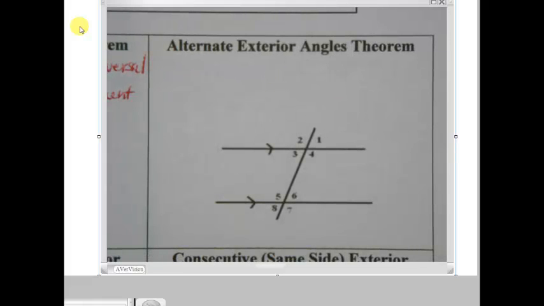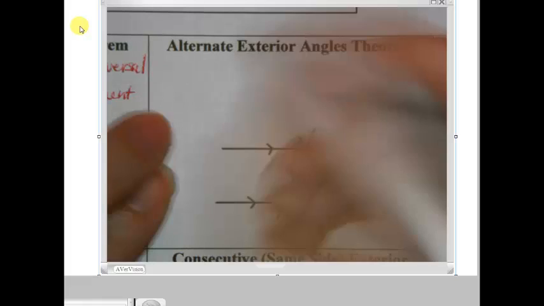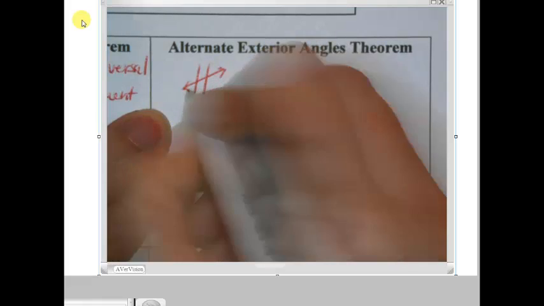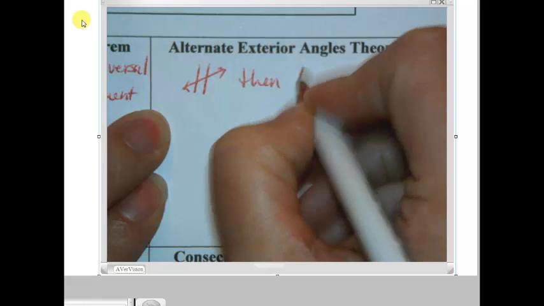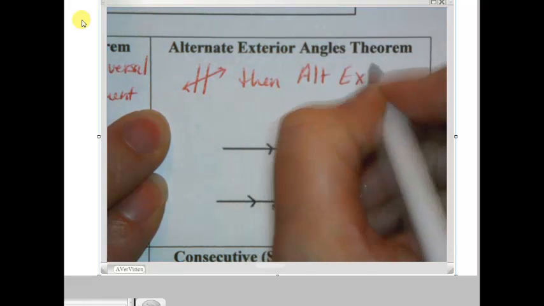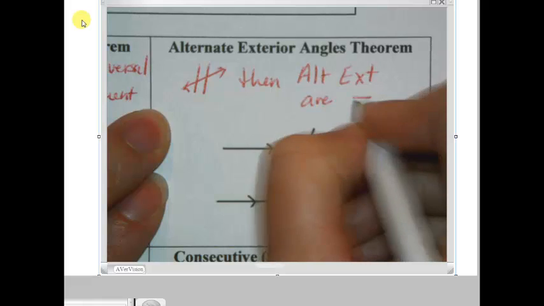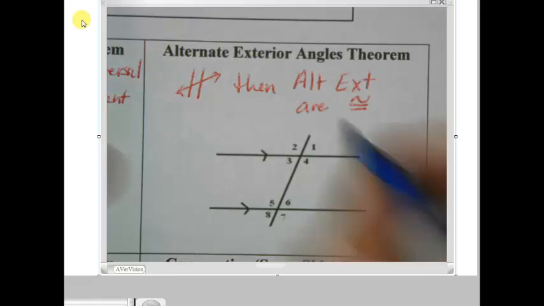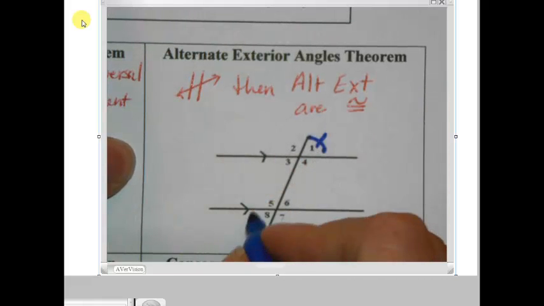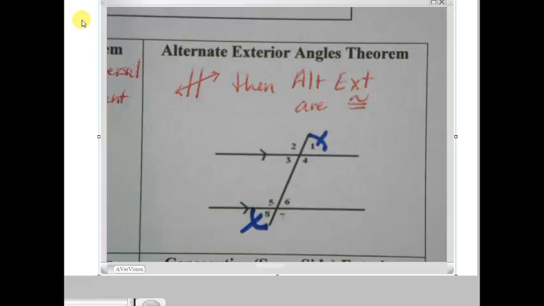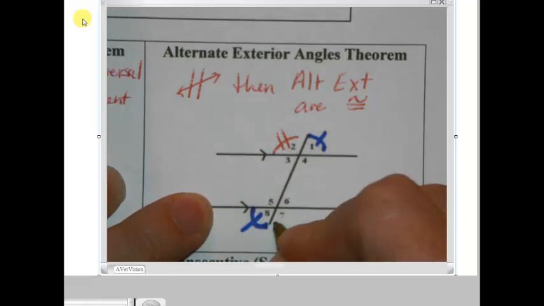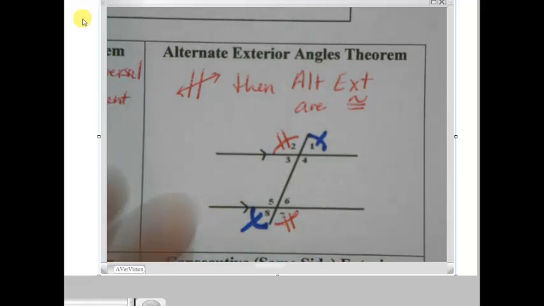The alternate exterior angles theorem is similar to the alternate interior angles theorem. If we have two lines parallel and they're cut by a transversal, let's just draw a picture of that. Cut by a transversal line, then the alternate exterior angles are the same also. Alternate exterior angles are congruent. So, diagram that. Find a set of alternate exterior angles, like maybe angle 1 and angle 8. Those would be congruent angles. On the other side, angle 2 is going to be congruent to its alternate exterior angle 7.